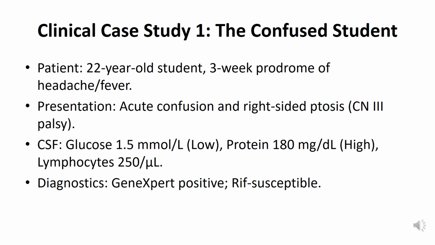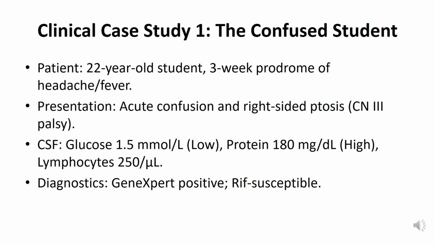Further neurological assessment suggested involvement of the third cranial nerve, also called the oculomotor nerve. This nerve controls several eye movements and helps keep the eyelid elevated. Cranial nerve palsies are important warning signs in tuberculous meningitis. They often occur when inflammation at the base of the brain affects nearby nerves. To investigate further, doctors performed a lumbar puncture and analyzed the cerebrospinal fluid, or CSF.